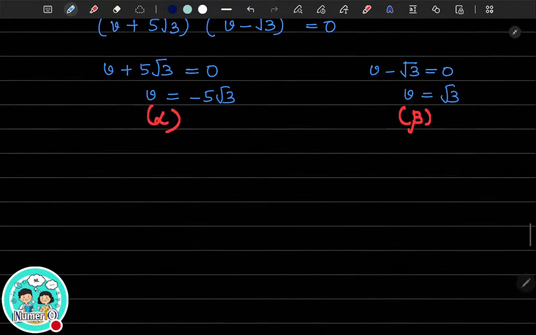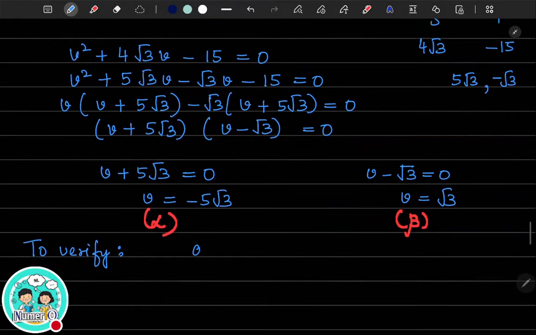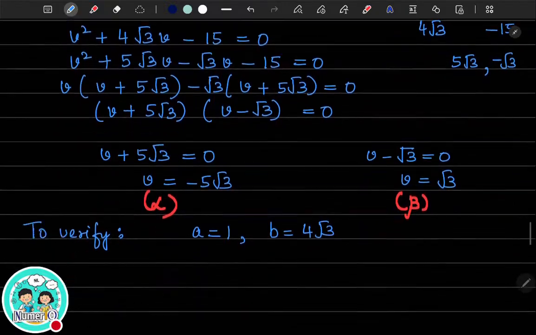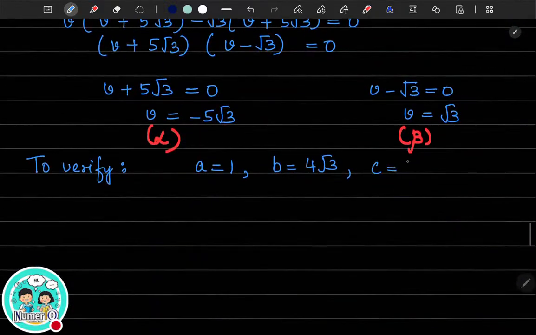Okay, so let's verify it. Yeah, please ask your doubt, whatever doubt you have. Let's verify the relationships. To verify, you need to have your a, b, c also. So your a is 1, your b is nothing but 4 root 3, and your c is nothing but, what is your c? Minus 15. c is nothing but minus 15, right?